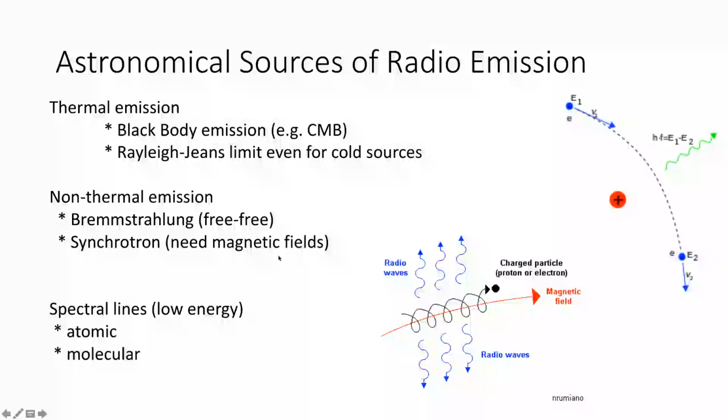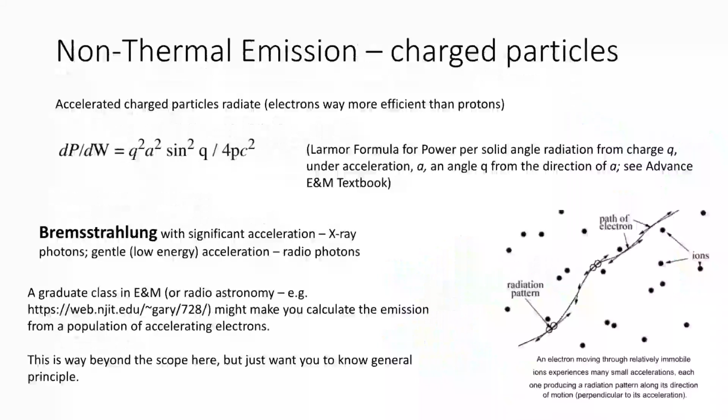And then there are various spectral lines. Thinking back to quantum mechanics, energy transitions can create photons, and sometimes those photons are in the radio part of the spectrum. Turns out we have both atomic and molecular lines in the radio parts of the spectrum, which I'll come back to. But before that, let's have a look at non-thermal emission. Accelerated charged particles radiate. You can calculate things like the power per solid angle from your E&M textbook, but we're not going to do it here.